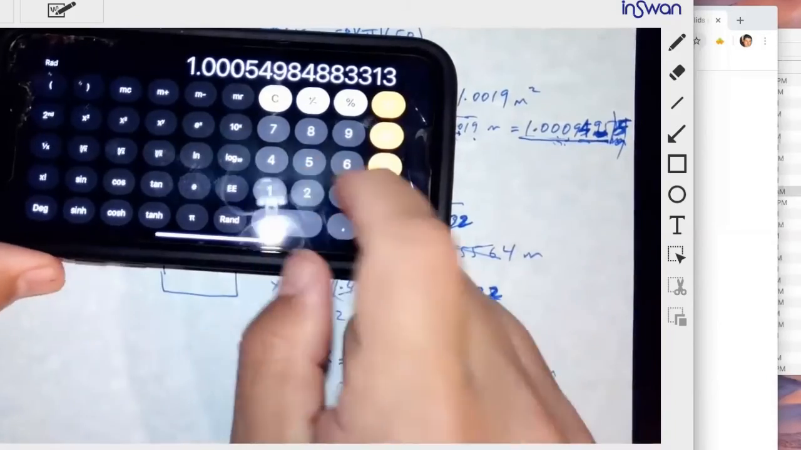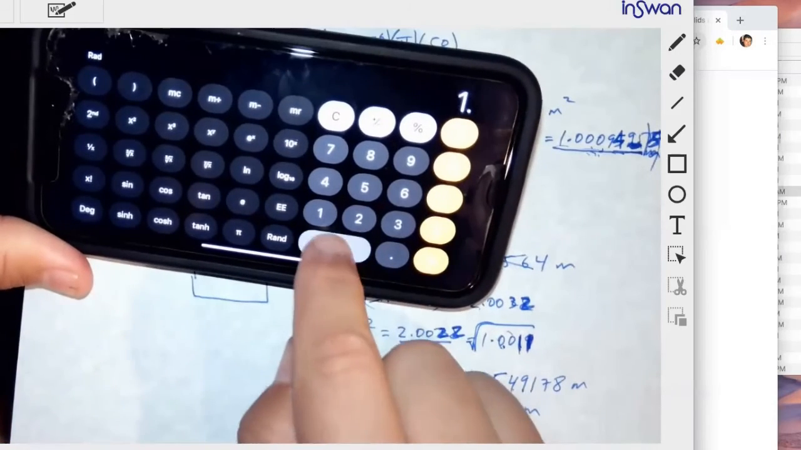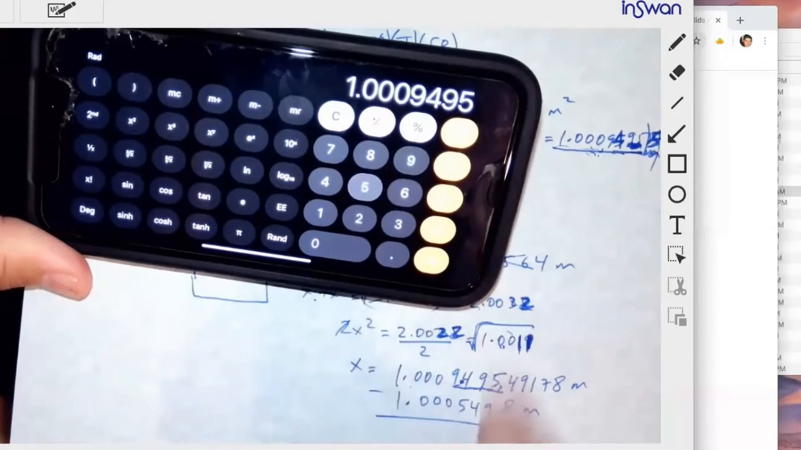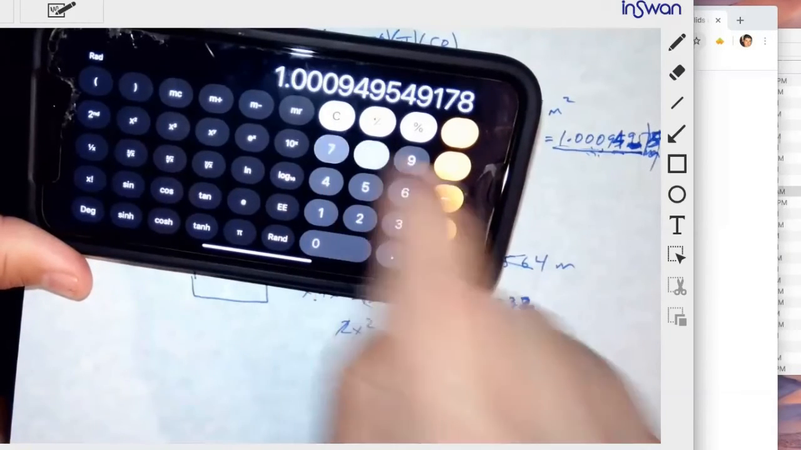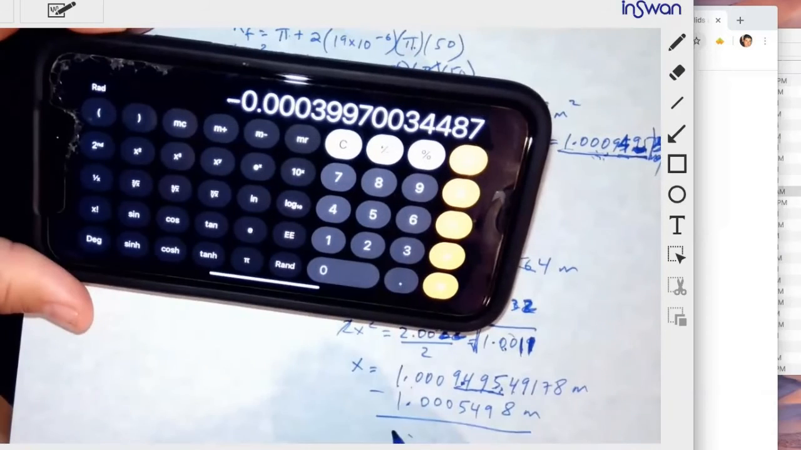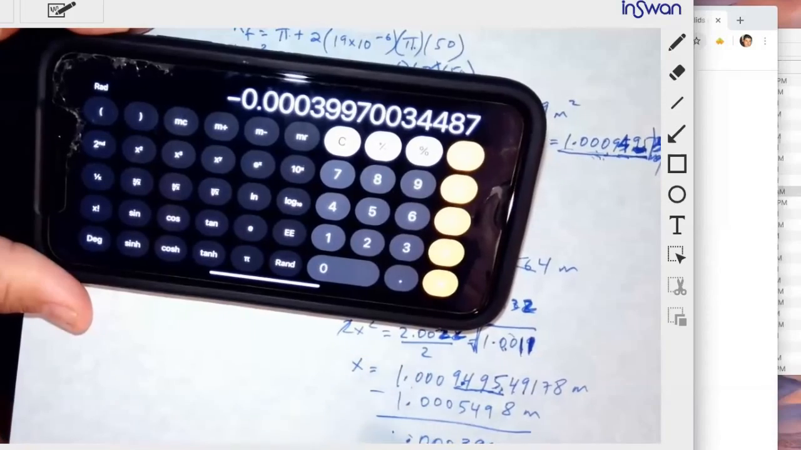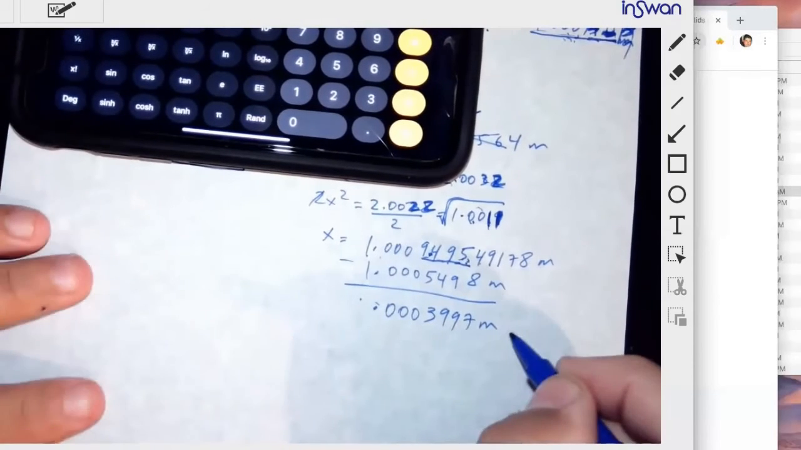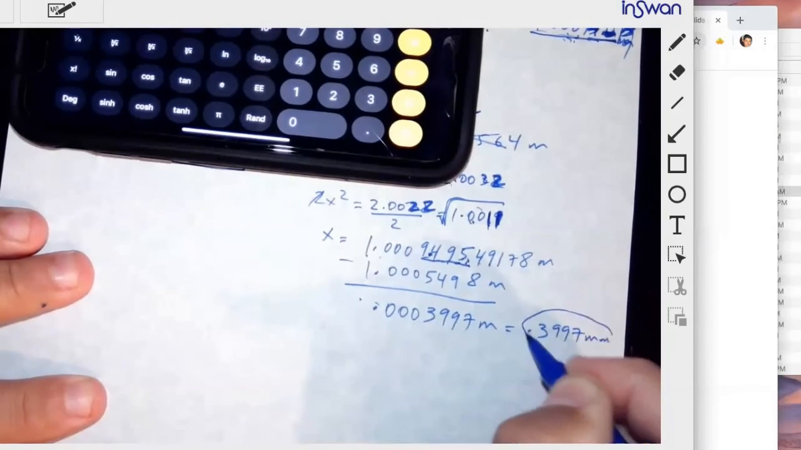So we'll get 1.009 minus 1.0094549178. Okay, I just did it the other way, but I'll get 0.0003997 meters. When something is that small, I'm going to change it to a millimeter or something. So 0.3997 millimeters. That's noticeable, actually.